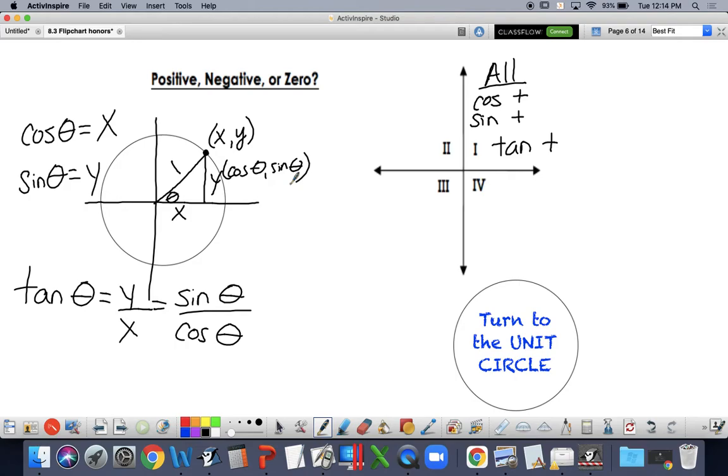All right, let's look at our second quadrant. We call this all, and here's our acronym, students, because it tells me which one of my trig identities is going to be positive. In this quadrant, sine is positive and cosine is negative, therefore tangent is negative. Why in this quadrant, in quadrant 2, is sine the one that is positive?